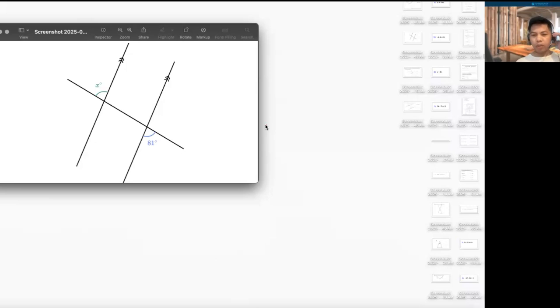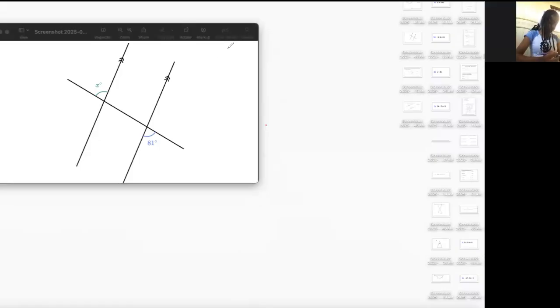Okay. What's your answer, Madison? 91? 89? Or you mean 99, right? 99. Yeah. So let's see. These two angles, this 99 right here. This red angle and the blue one, they have a relationship, right? And they are both what? Yeah, they are the same, right?